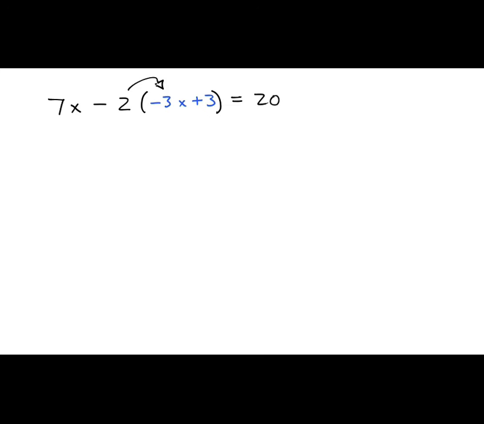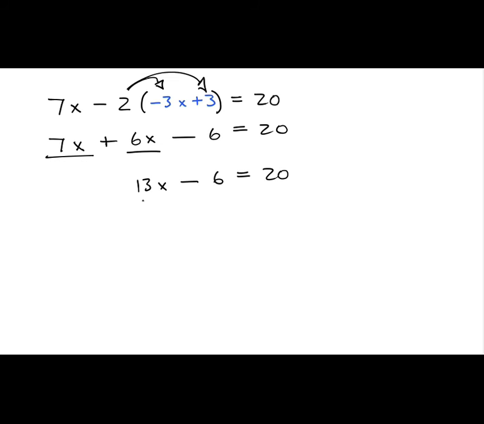So first step, let's multiply this negative 2 through the brackets. So I get 7x plus 6x minus 6 equals 20. I'm going to collect my like terms, which is 7x and 6x are 13x, minus 6 equals 20. I want the x by itself on the left-hand side, so I'm going to add 6 to both sides. 13x equals 26. Divide by 13, and we get x equals 2.